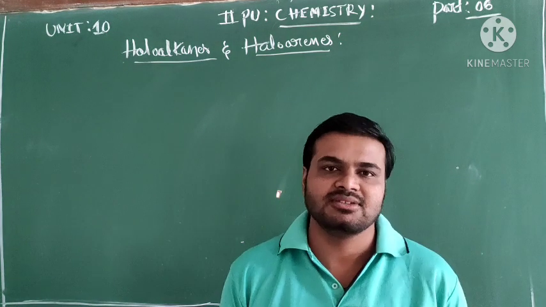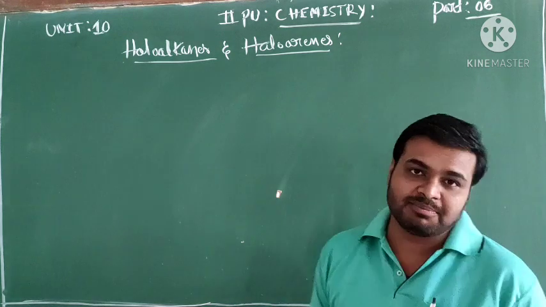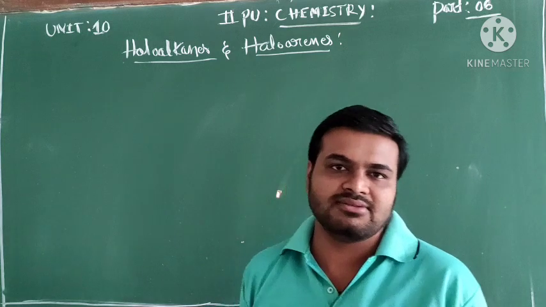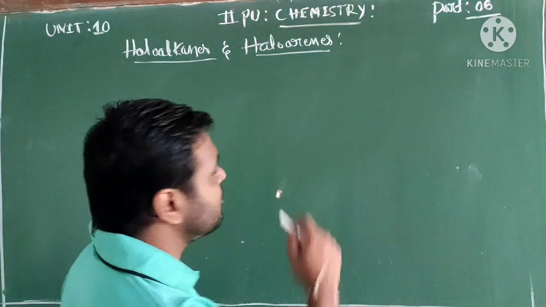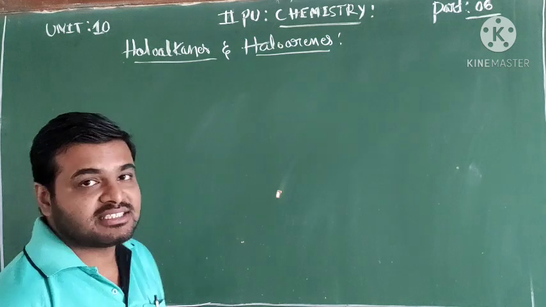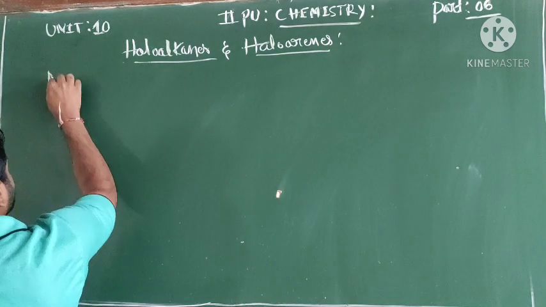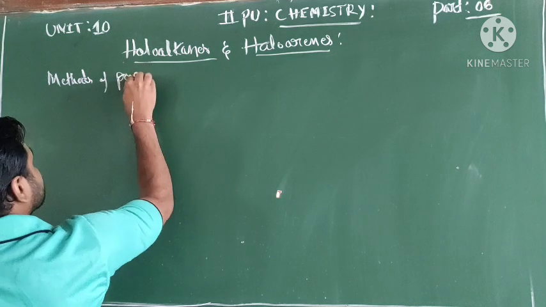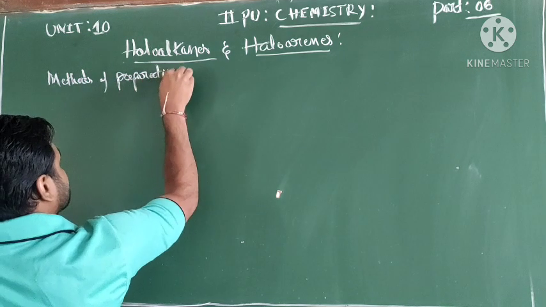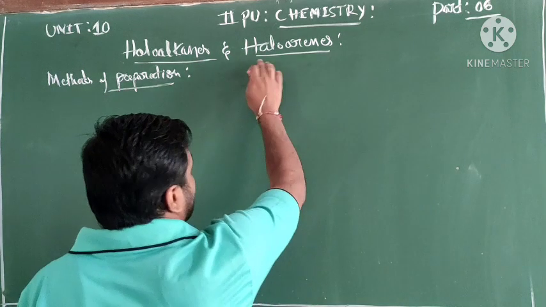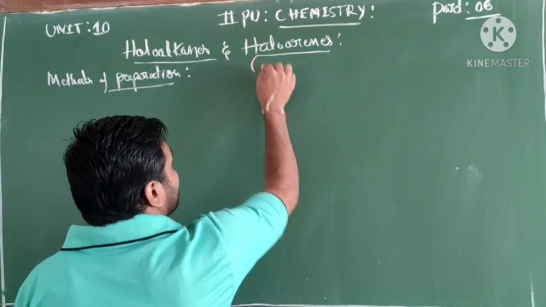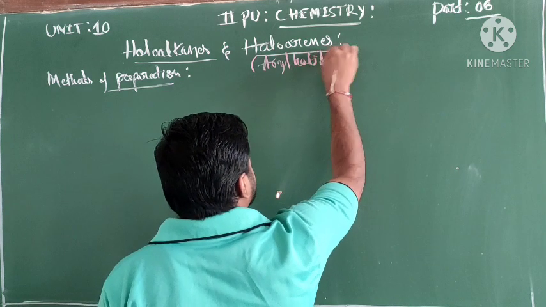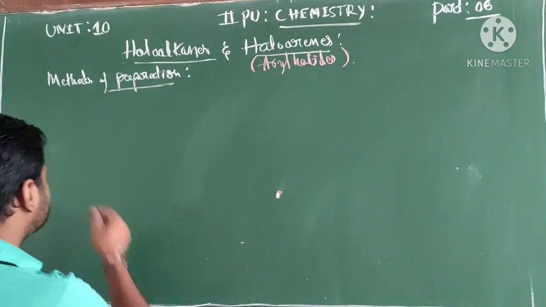In the previous session, we discussed the methods of preparation of haloalkanes. Today we are going to discuss the remaining part: the methods of preparation of haloarenes. Haloarenes are also called aryl halides. Let's start with the first preparation.